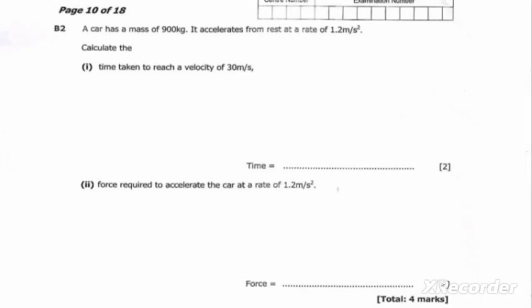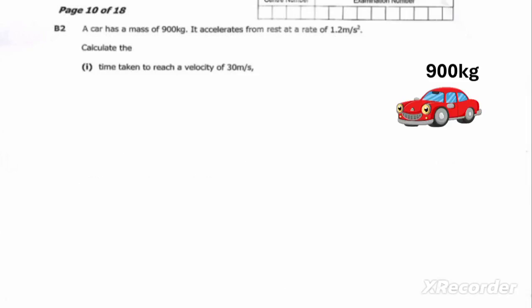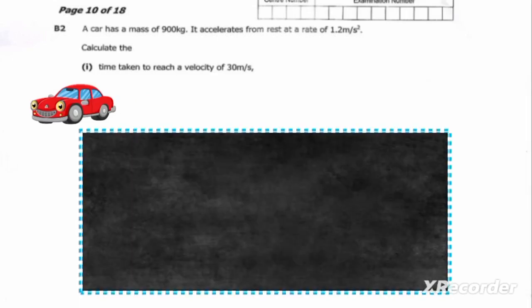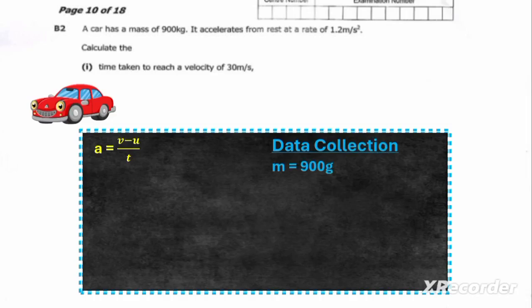So to answer this question, the first thing that we are going to do is to collect data. So we need to collect data. We are going to say acceleration is equal to final velocity minus initial velocity divided by time. Data collection. What have we been given according to our question?